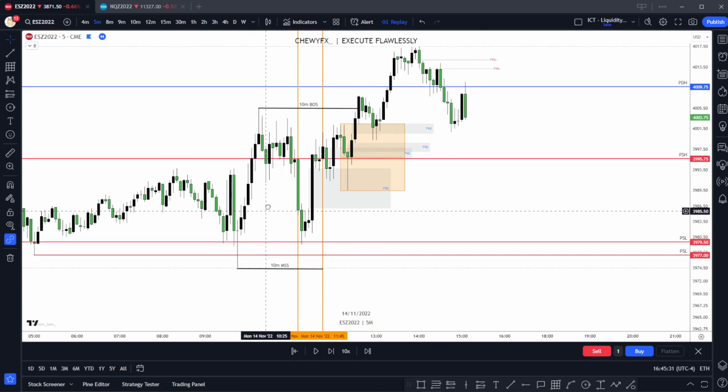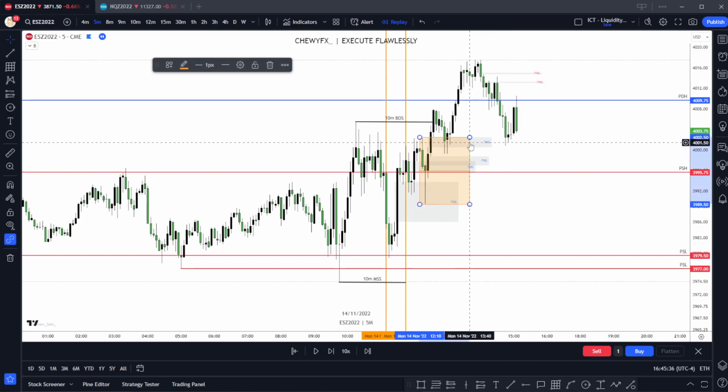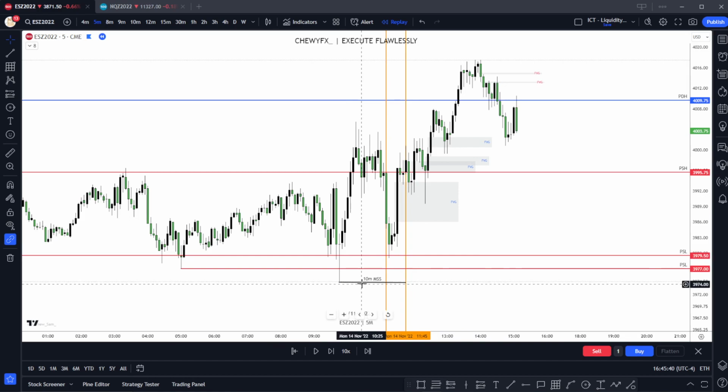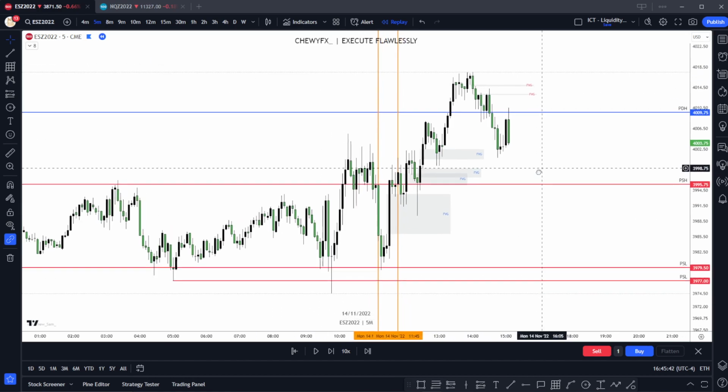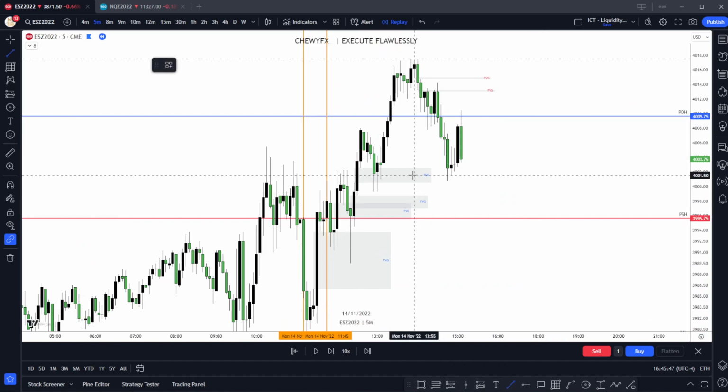Really, really shit price action, but it is what it is. So, I wouldn't have taken any of those buys. The previous day high just got swept. So in this case, I'd either be looking for a EM3 or EM2.